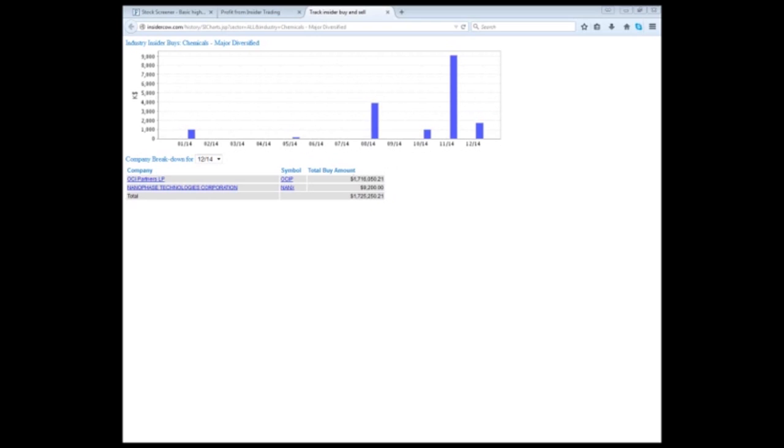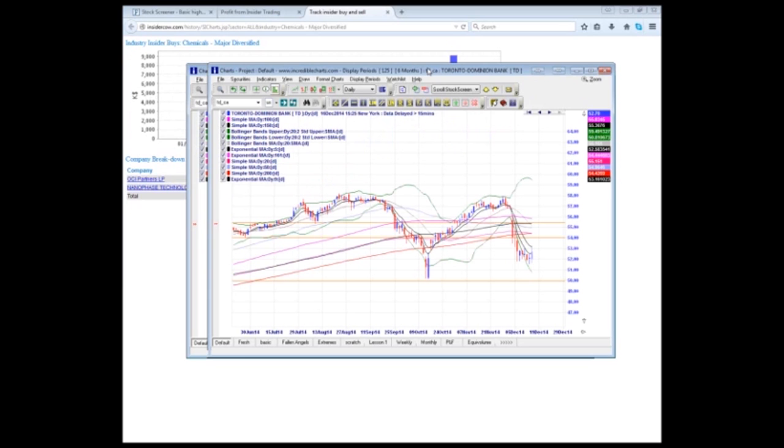Can you use Insider Cow for Forex and commodities? Insider Cow just works for equities, as far as I'm aware, but there are other tools you can look at for looking at block trades and institutional trades and so forth.